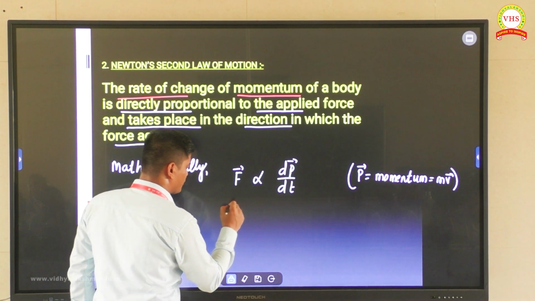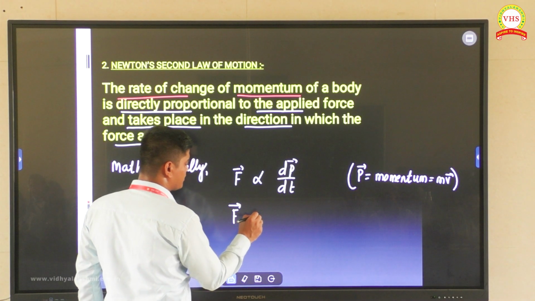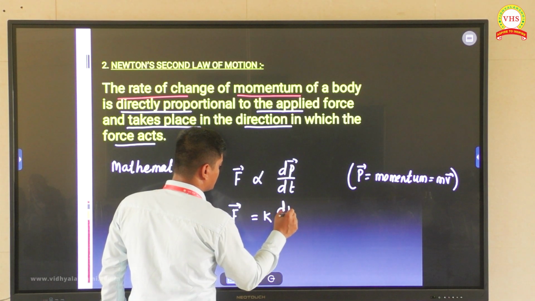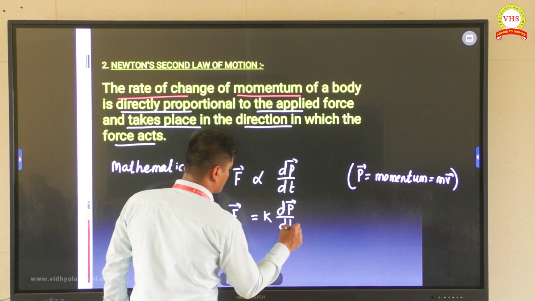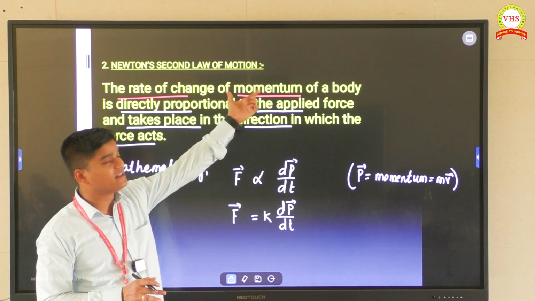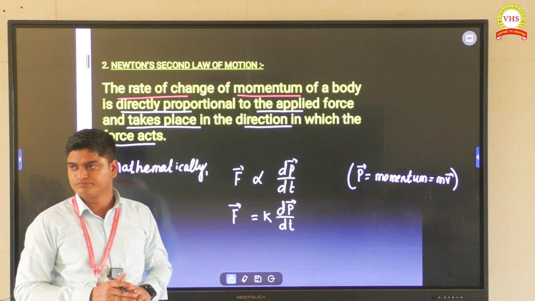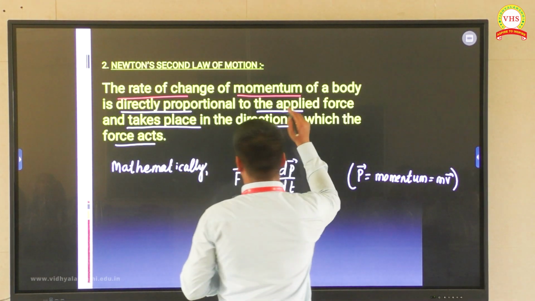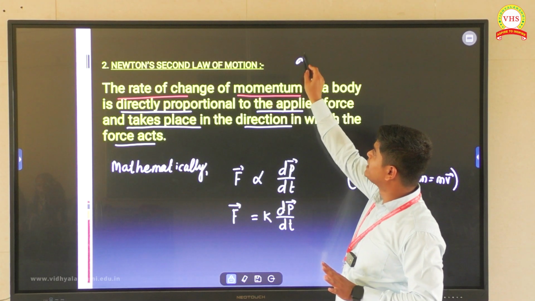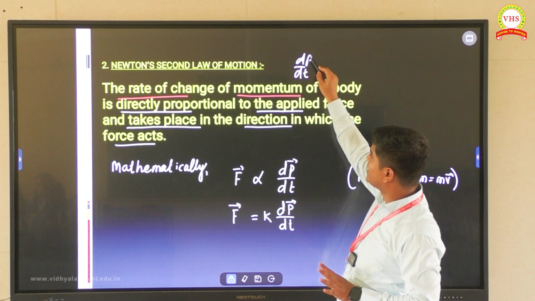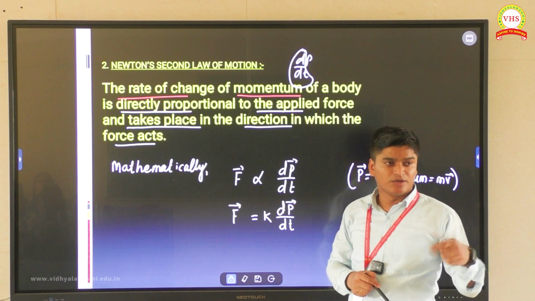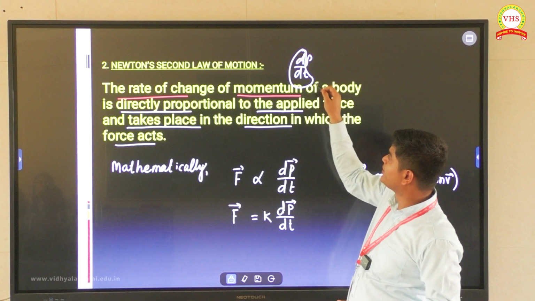Now I'll remove the proportionality symbol and multiply by a constant, so it becomes a constant times dp by dt. Remember, in physics, when they tell you the rate of change of some quantity, you have to take d by dt. They did not say with respect to what; they only said rate of change of momentum. That means dp by dt, momentum change with respect to time.